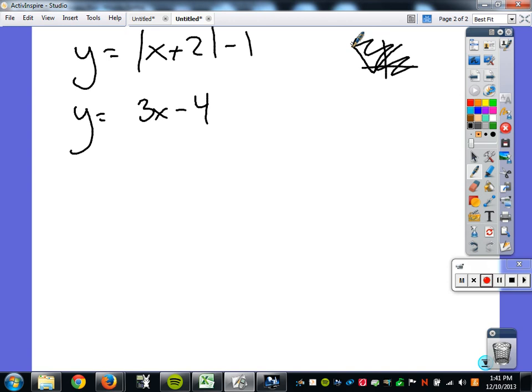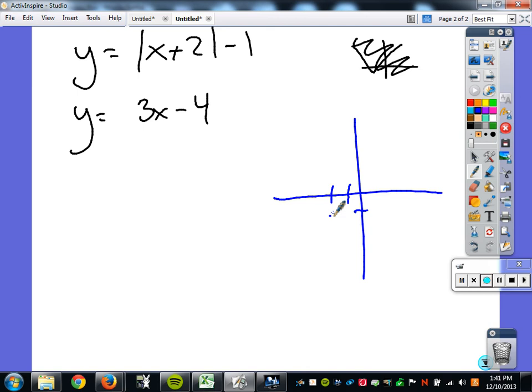Can somebody tell me where would be the x value of my vertex? Of the absolute value, it'd be negative 2. Does everybody see the negative 2? Where would be my y value of my vertex? So right there. Does everybody understand that? How do I graph this now? I pick a point to the right, I pick a point to the left, and I go at it. Does that make sense? Let's pick a point to the right.